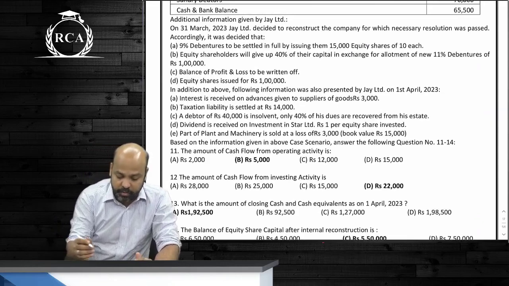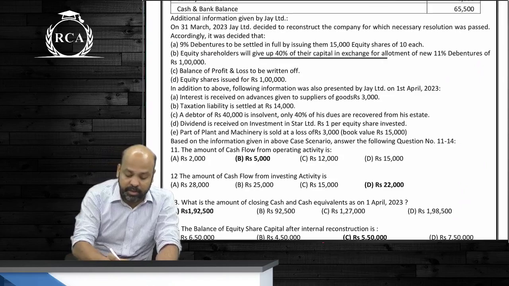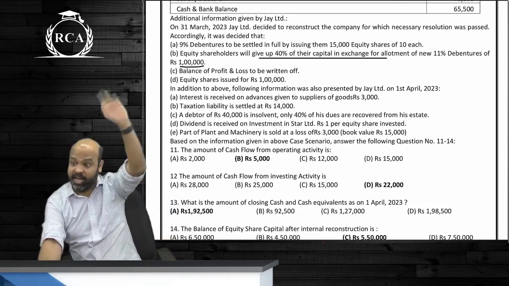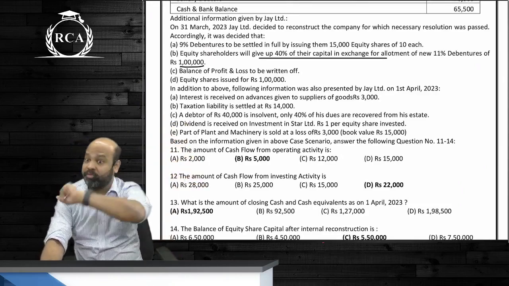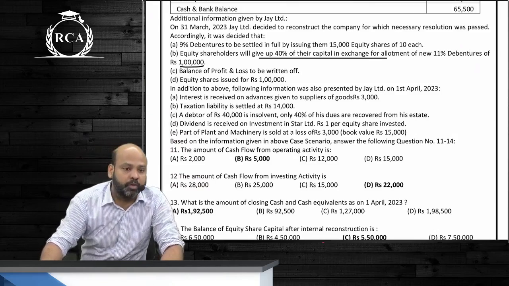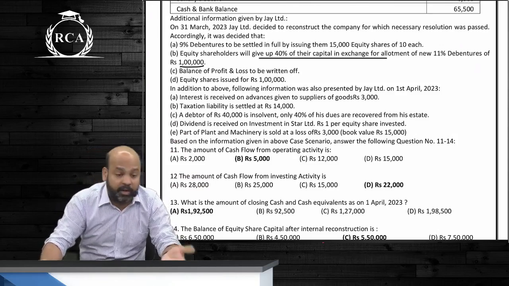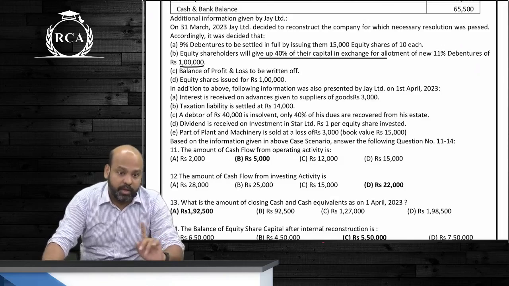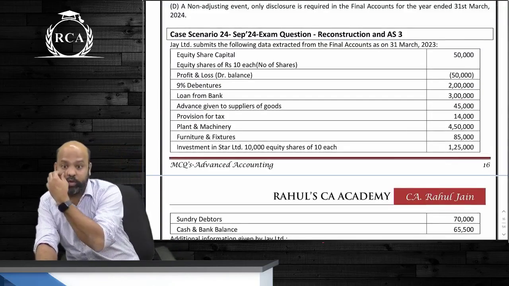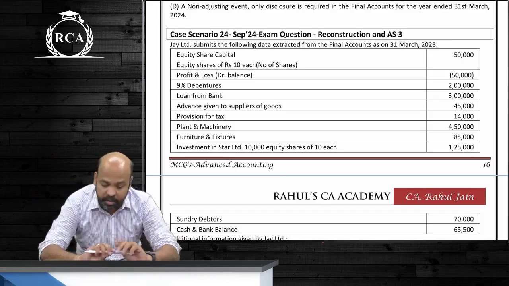For example, here it says equity shareholders will give up 40% of their capital for debentures of 1 lakh rupees. In reconstruction, we give debentures of 1 lakh rupees for shares of 20,000. But what if it is 5 lakh rupees? Then it makes sense. 2 lakh rupees is getting converted into 1 lakh rupees. While solving, you will realize that it cannot be 50,000. It is a mistake; they shouldn't have given it as 50,000. They should have specified the number of shares. I have added this, so there is no confusion. In the original question, the number of shares was missing.